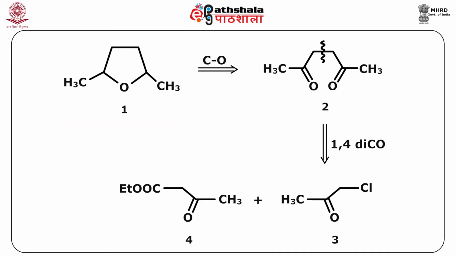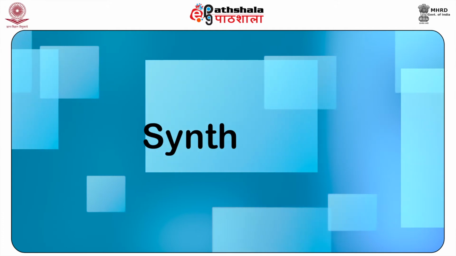The disconnection approach shows that the compound 1 can be synthesized from hexane-2,5-dione. Further, the disconnection of the compound 2 shows that 1-chloropropan-2-one and ethyl 3-oxobutanoate are the starting reagents, which are shown by the structures 3 and 4 in the given figure. Let us look into the synthesis.